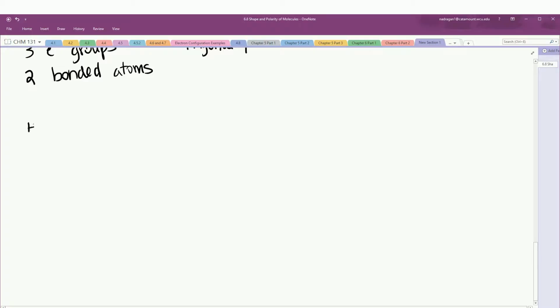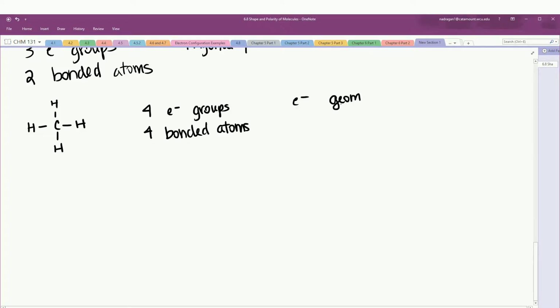Alright, if we have something like this, so we drew this earlier, CH4, there is your Lewis structure. So we have 4 electron groups and 4 bonded atoms. So our electron geometry is tetrahedral, and our molecular geometry is also tetrahedral.